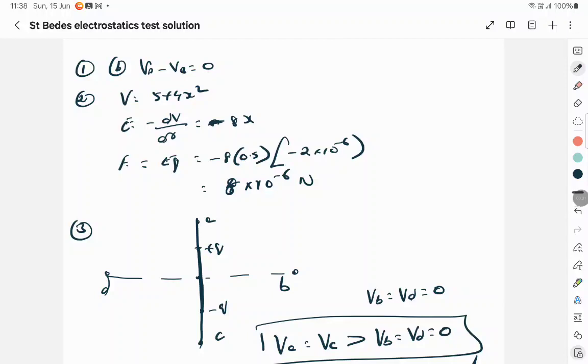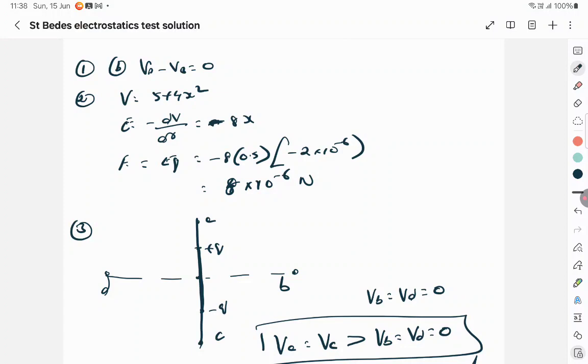So this is the review of St. Beats question paper. First question, a unit charge moves on an equipotential surface. What is VA minus VB? Equipotential surface, the potentials will all be equal. So the option is VA minus VB is equal to 0.